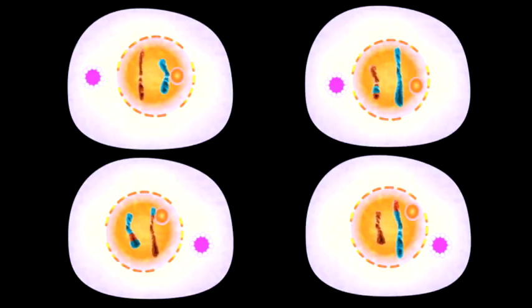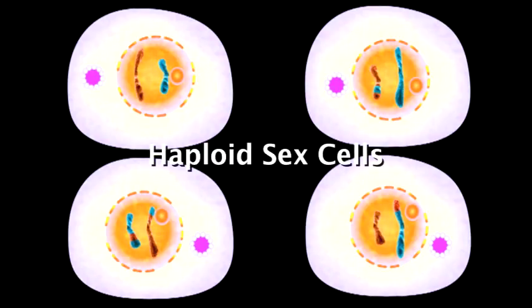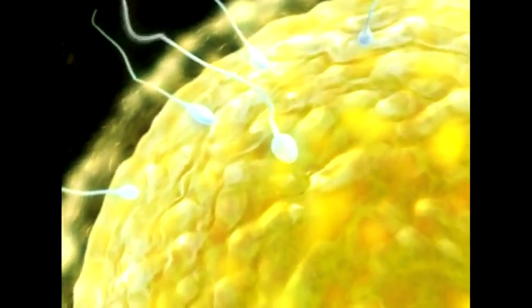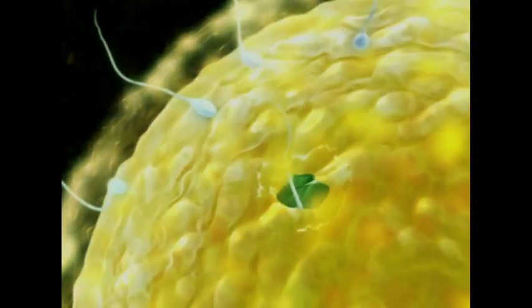As we can see, 4 new haploid sex cells have been produced from the single original diploid germ cell. So now, when 2 haploid sex cells join together, the fertilized egg will contain the same diploid number of chromosomes found in any body cell.